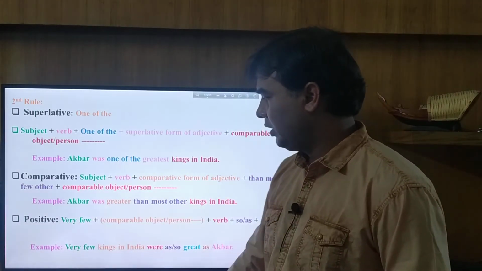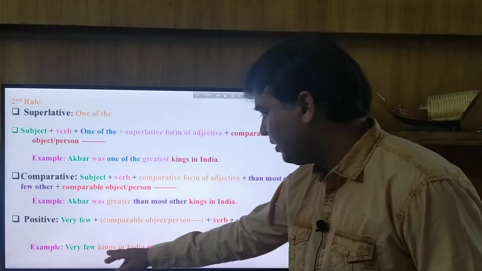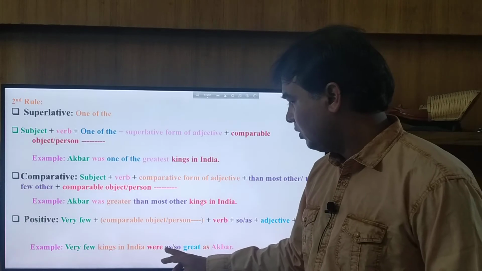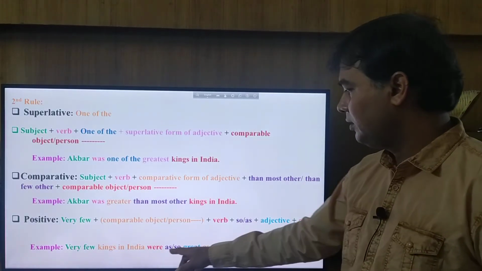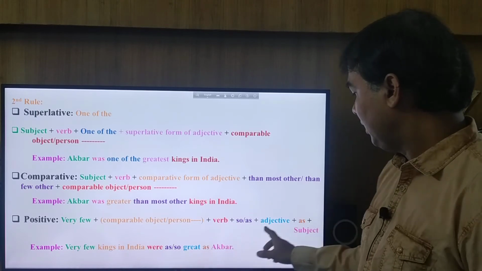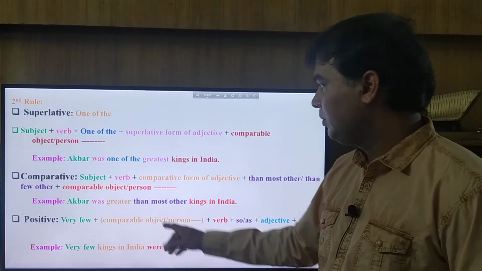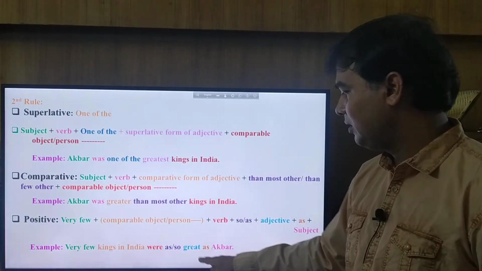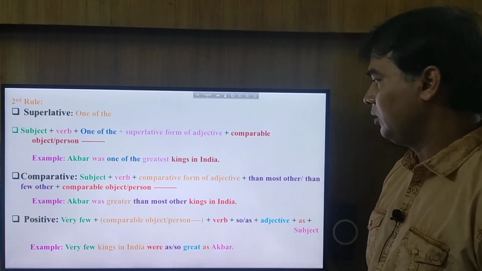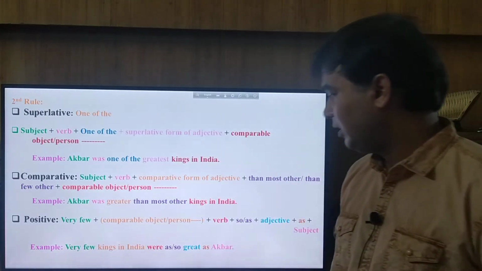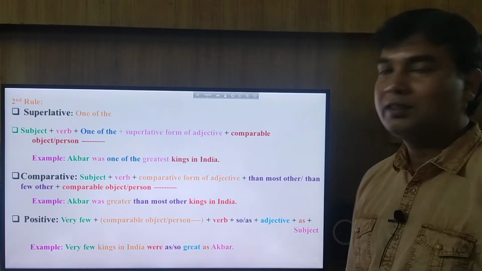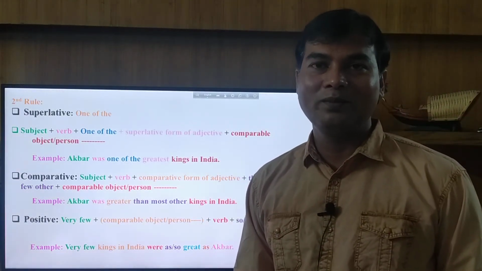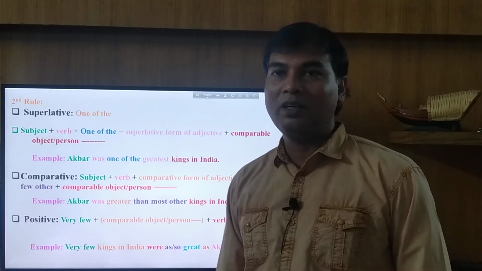Very few, comparable object or persons, kings in India, then verb. Of course, the verb would be in plural form, were. Then so or as, you can use as or so. Then the adjective, I mean the positive form of the adjective. Greatest, here you see, is the superlative form, greater is the comparative form, and great is the positive form. Then as, and then the subject, Akbar. So, we can say: very few kings in India were so great as Akbar, or as great as Akbar. So, I think this is very simple and you have understood it very well.